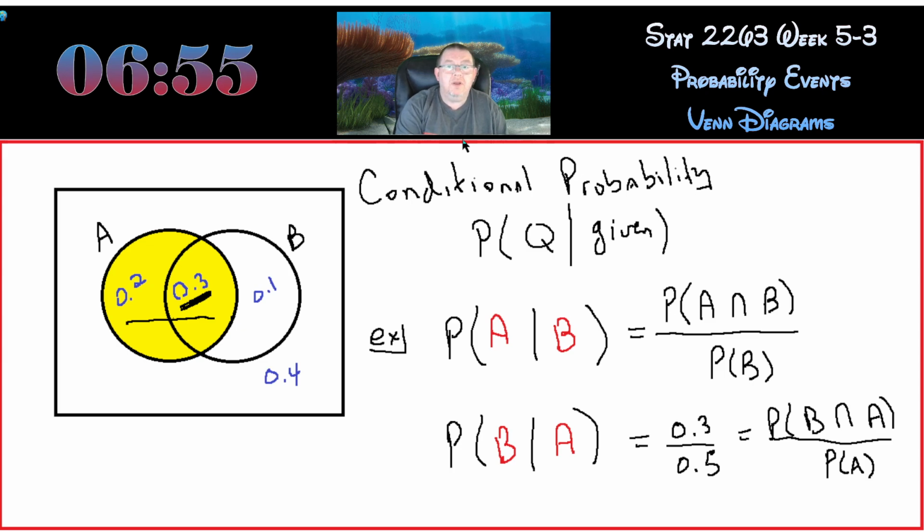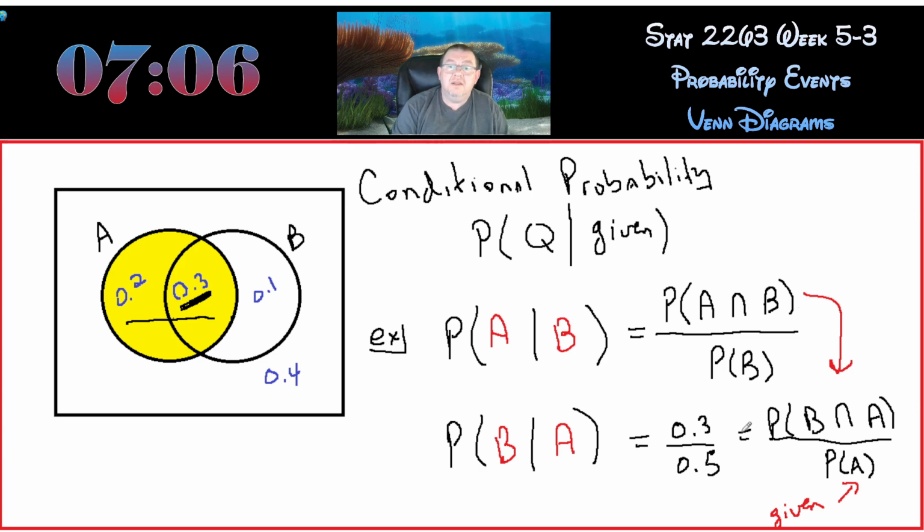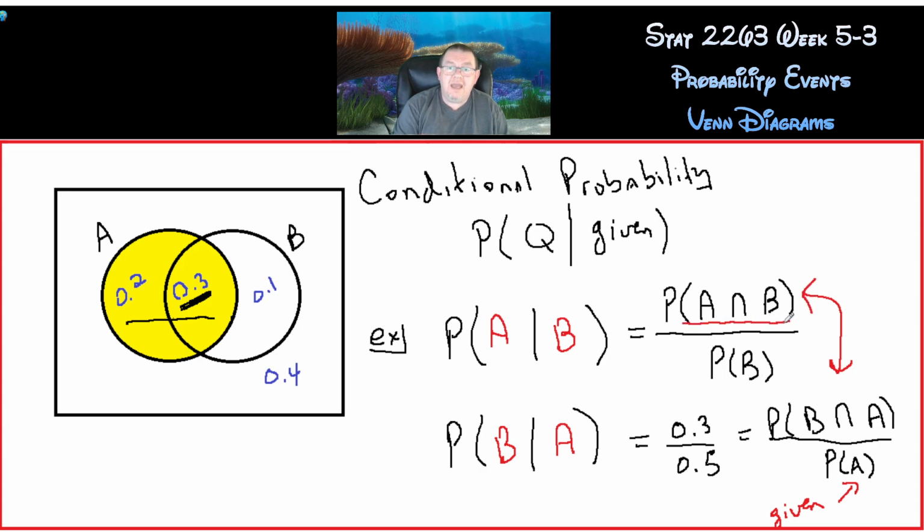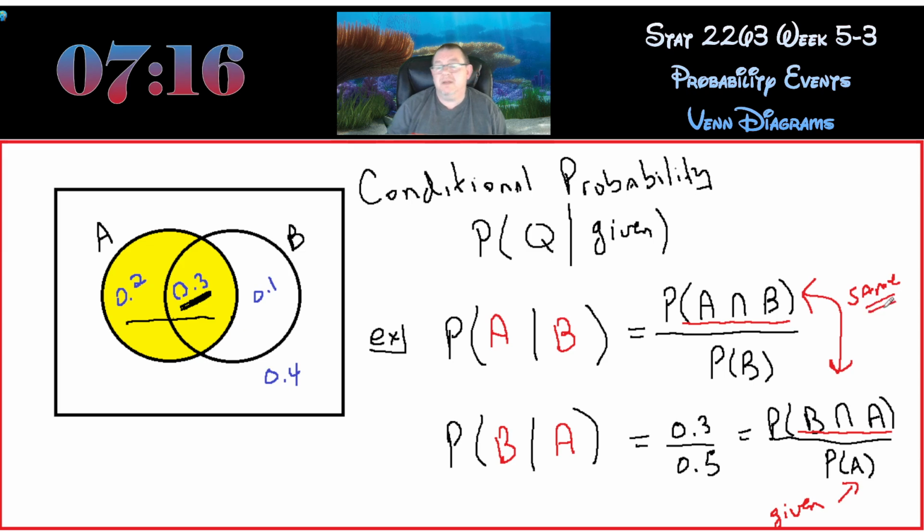And so I want you to see that the one on the bottom is always the given. And the other thing I want you to see is these two pieces, the probability of A intersect B and the probability of B intersect A, those actually are the same thing. So where B and A happens is the same as where A and B happens. We're just semantically in different directions. But the formula is very careful to say it's the given that goes on the bottom of the formula.